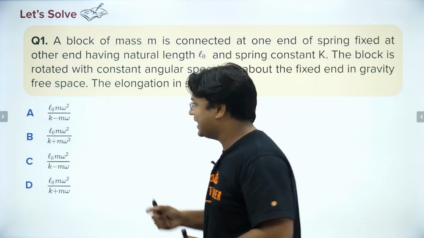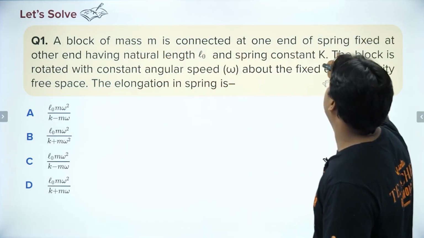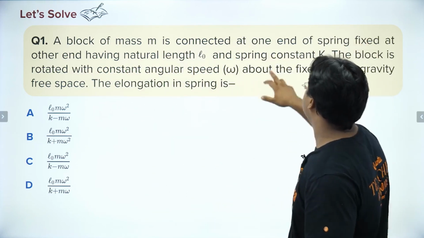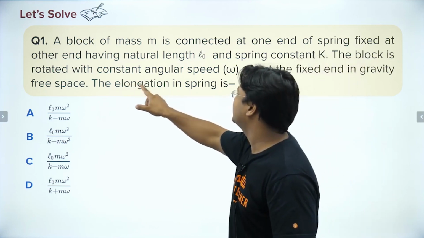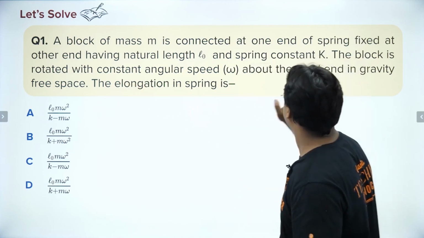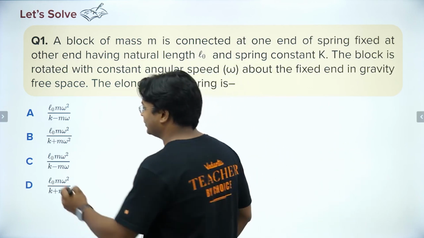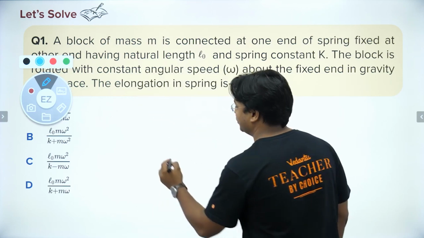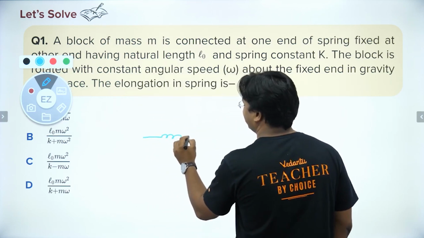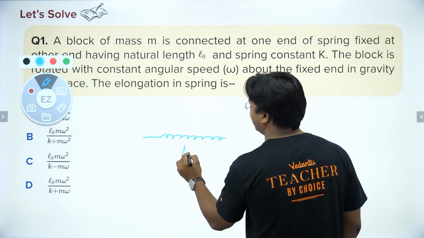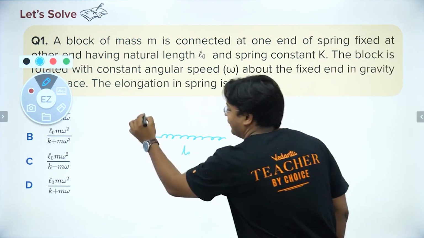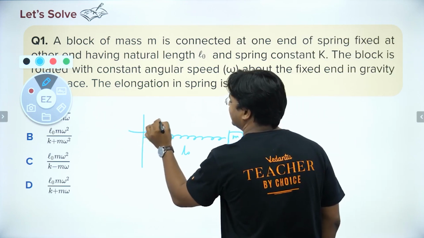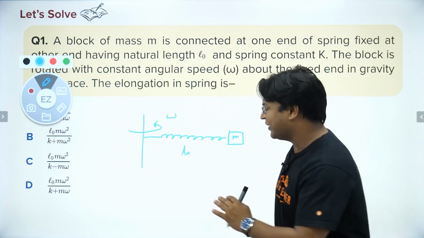The question says that there is a block of mass m connected to one end of a spring fixed at the other end, having a natural length L0 and spring constant K. The block is rotated with a constant angular speed omega about the fixed end in gravity free space. So I'll draw the situation in front of you. There is a spring and the natural length of the spring is L. We have tied a block at the other end and we are rotating it in a circle with an angular velocity omega. A very simple question.